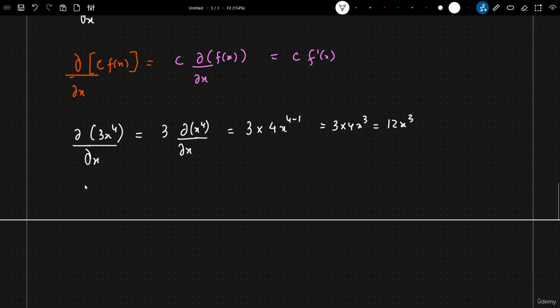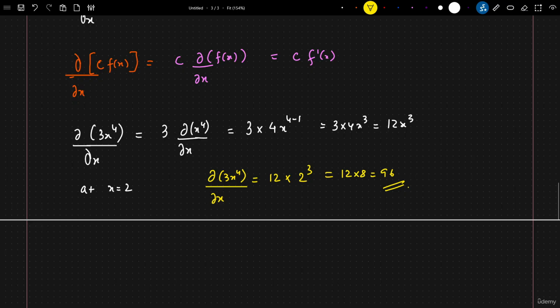Now, if I want to find this particular derivative at x equal to 2, I can write 12 multiplied by 2 cubed. It is nothing but 12 into 8, which is 96. So this is what the slope specifically looks like with respect to this equation.